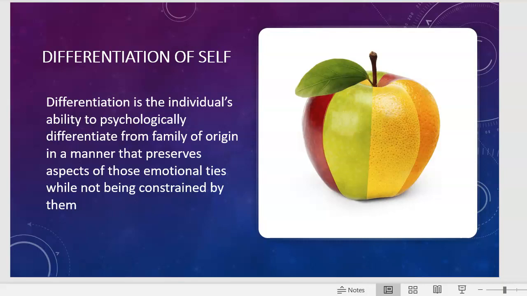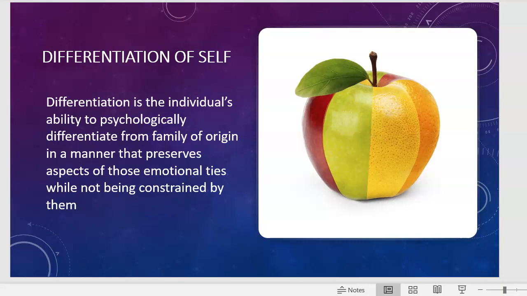Differentiation of self. The term differentiation refers to the individual family member's ability to psychologically differentiate or separate him or herself from the family of origin in a way that preserves both family emotional ties and feeling connected to the family, at the same time separating and feeling oneself and behaving independently, so that the family member is both connected to the family, at the same time that they're not constrained by family expectations or interactions.